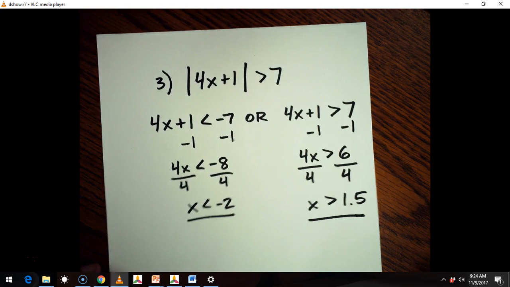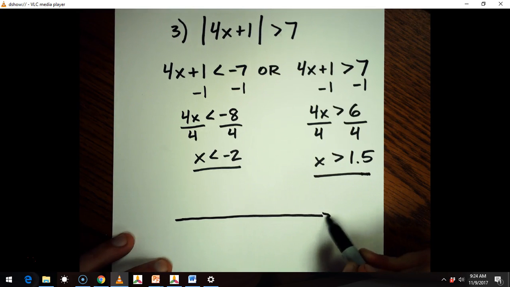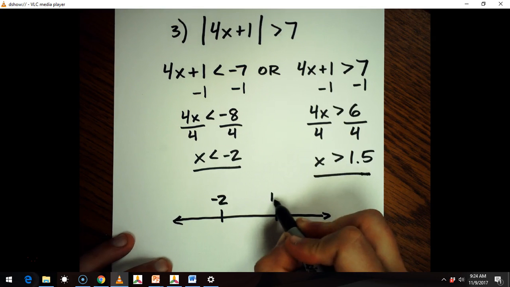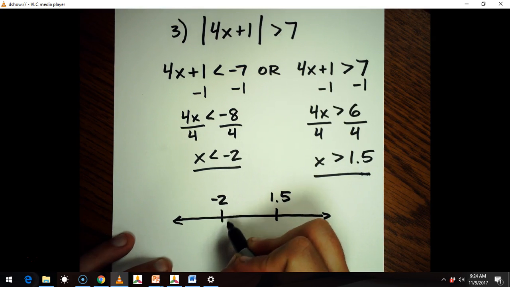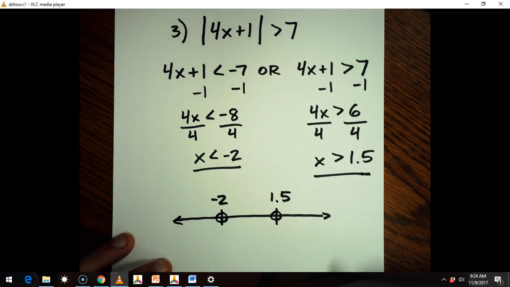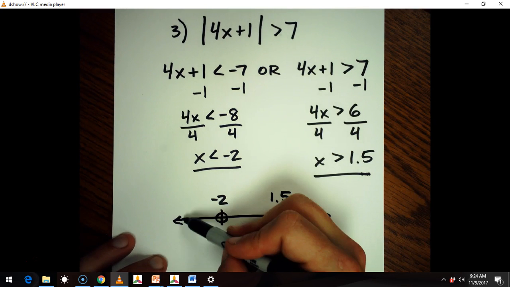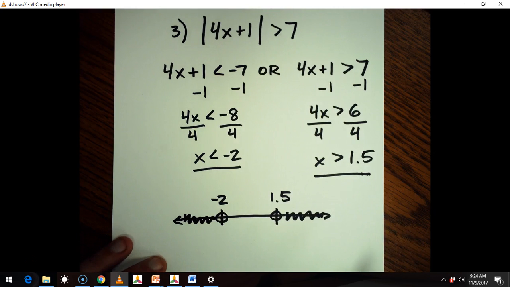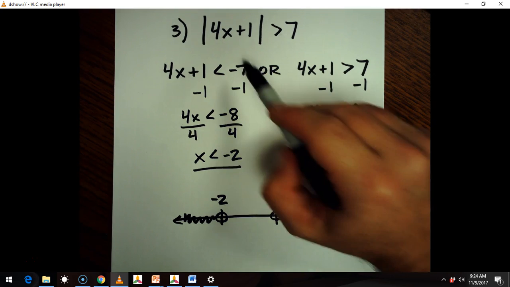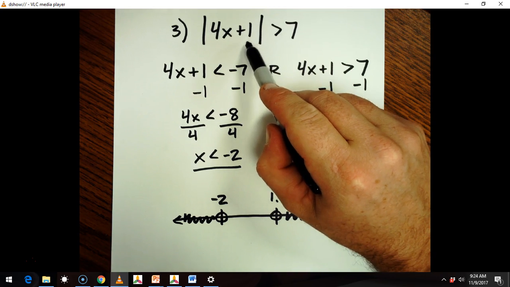So when I go ahead and graph this, I have my number line. Always go smallest to largest, so I have negative 2 here. I have 1.5 here. And I have open circles, and I'm shading this direction, greater than 1.5, and less than negative 2. So the values that are in the shading here, when I multiply them by 4 and then I add 1, their absolute value will be greater than 7.